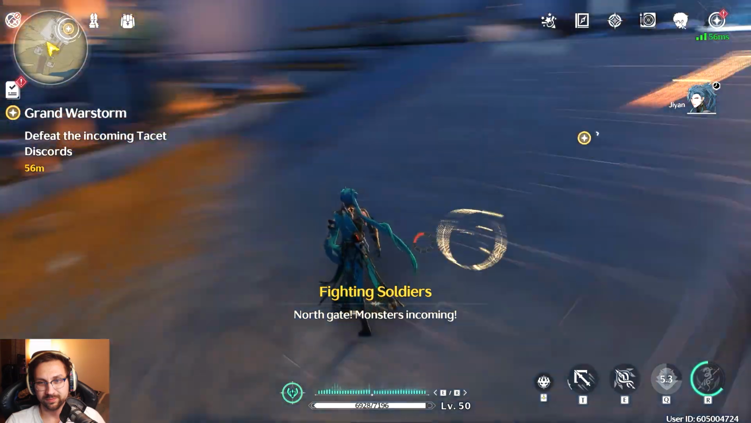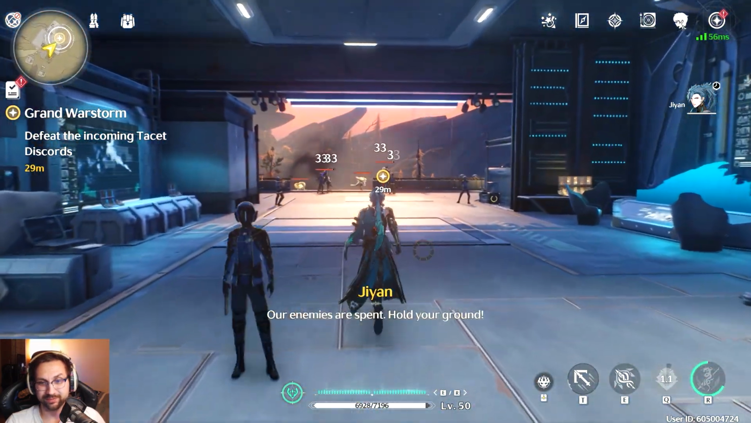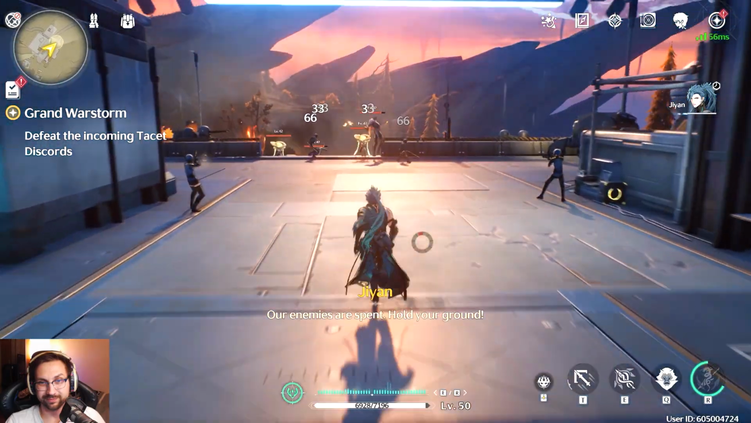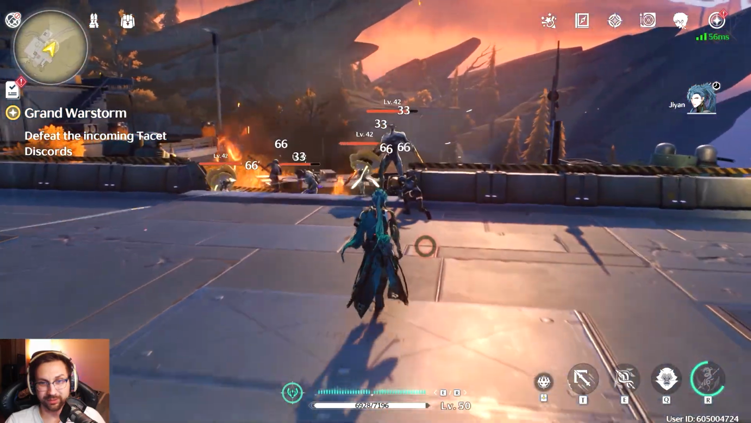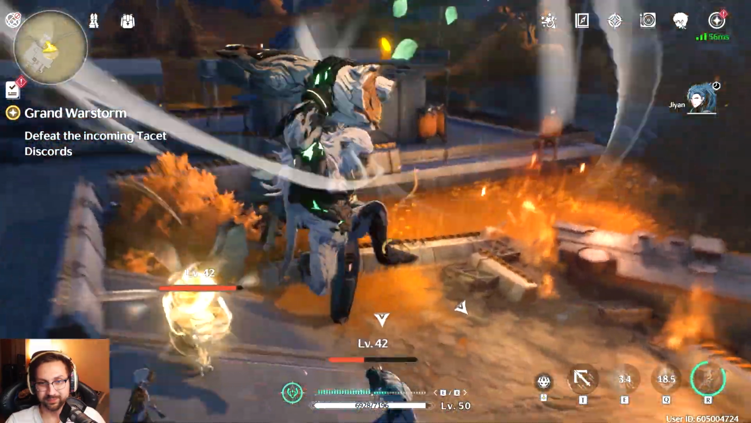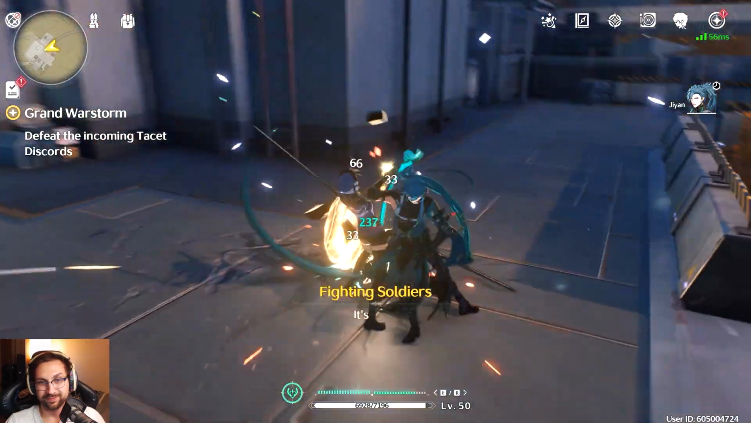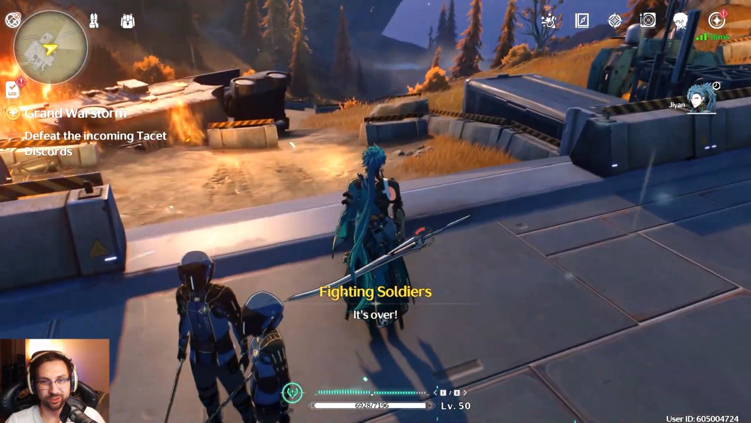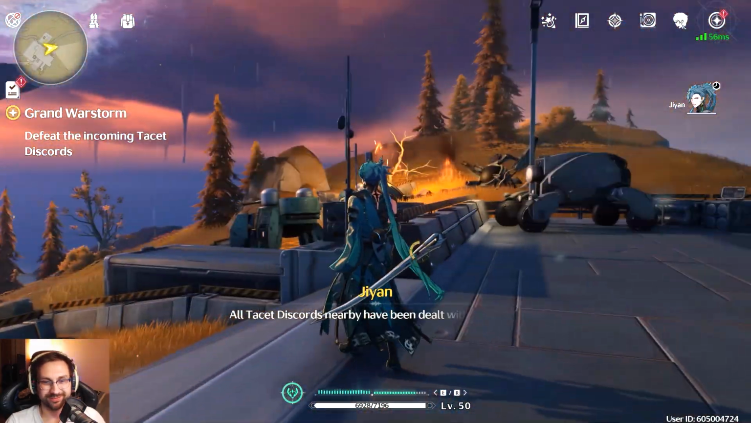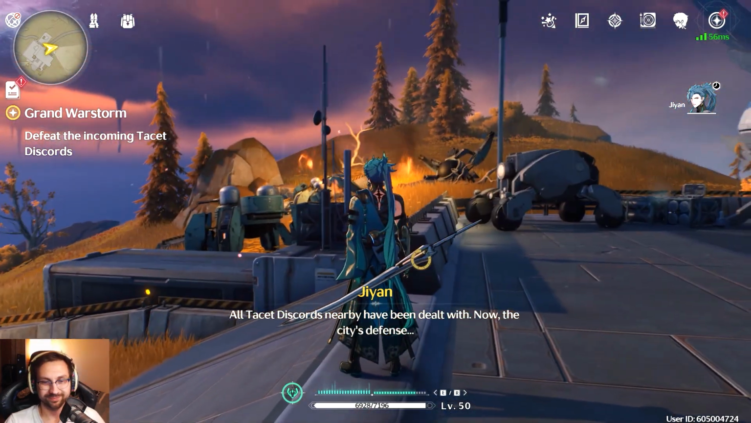North Gate! Enemies incoming! Enemies are spent. Hold your ground. It's over! All tacit discords nearby have been dealt with. Now the city's defense.